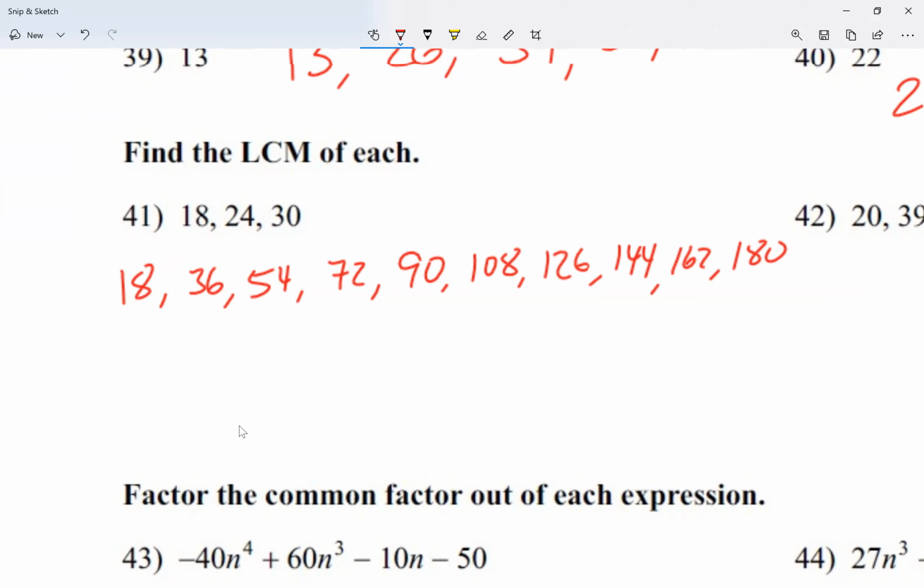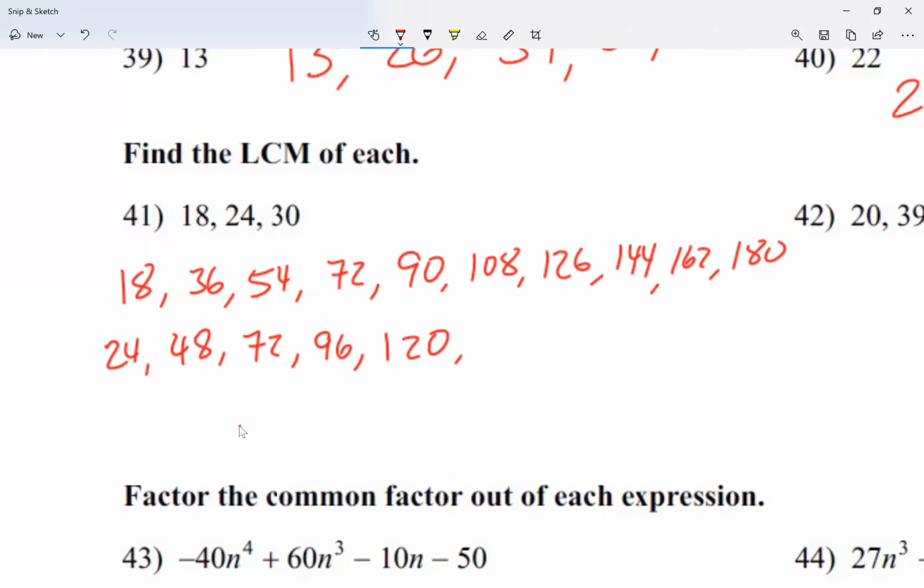Okay, now multiples of 24. Again, I'm going to start at 24, then for each number, I'm going to add 24 more. So 24, 48, 72, 96, 120, 144, 168, 192, 216, 240.